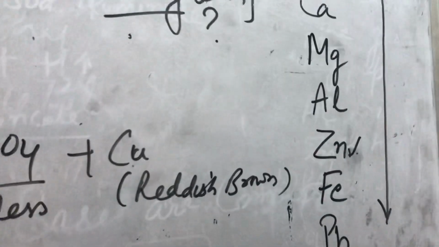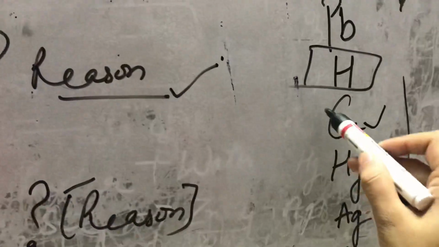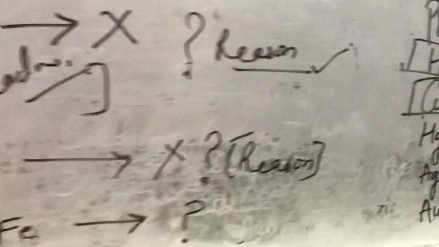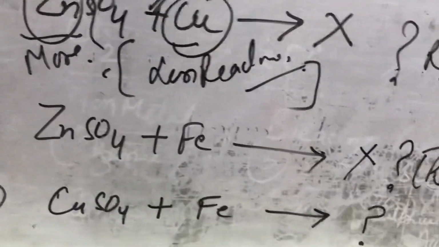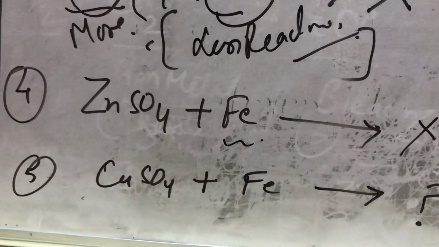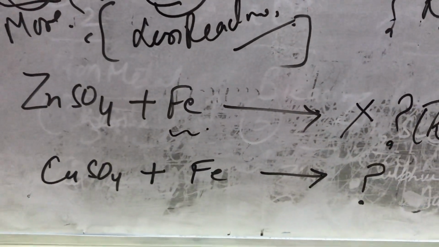That we get from the reactivity series. Zinc is at the higher position and copper is at the lower one. Next is zinc sulfate plus iron. Think about it, you will get the answer only from the reactivity series.